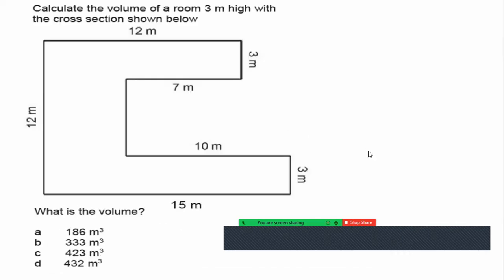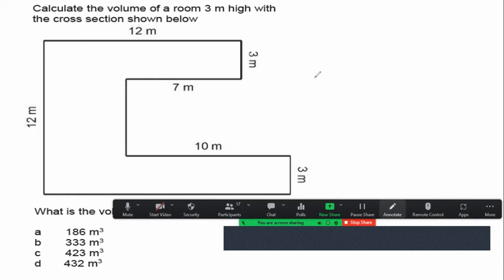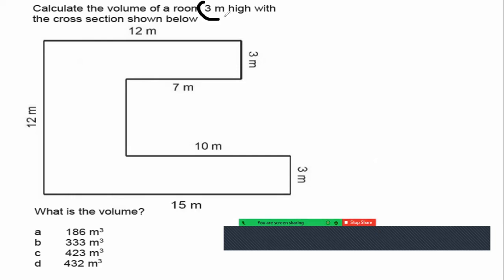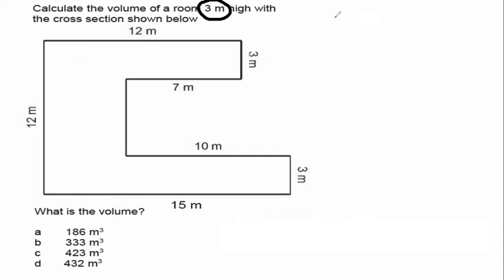All right. And you notice that they give us the height. So the height is what? 3 meters. So what we need to do is find the cross-sectional area. So remember, volume is cross-sectional area multiplied by the height or the length.